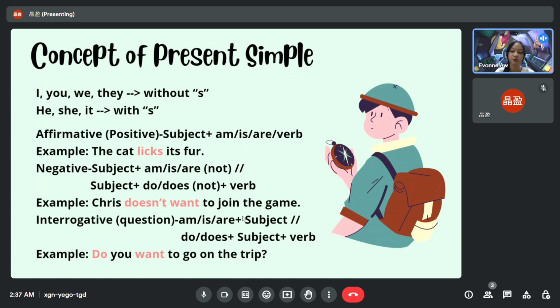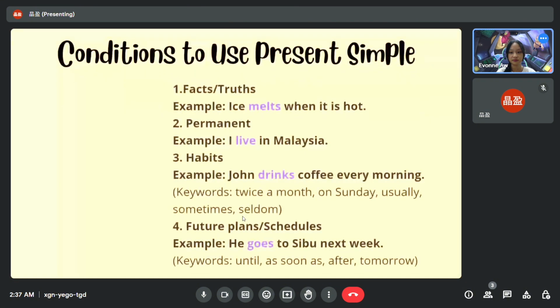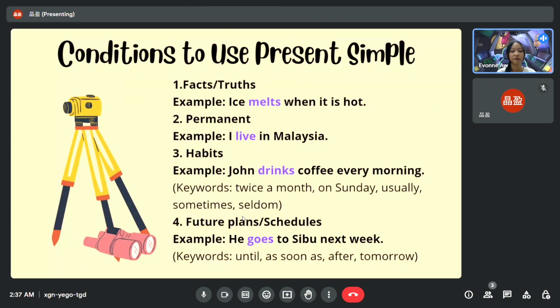For the last one, which is the interrogative, which is a question, am, is, or are is added with the subject, or do or does is added with the subject, following by a verb. For instance, do you want to go on the trip? These are 4 conditions to use present simple.